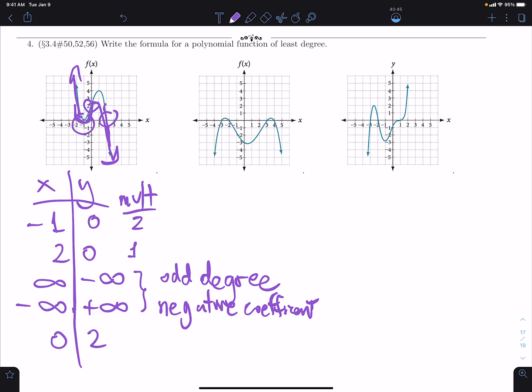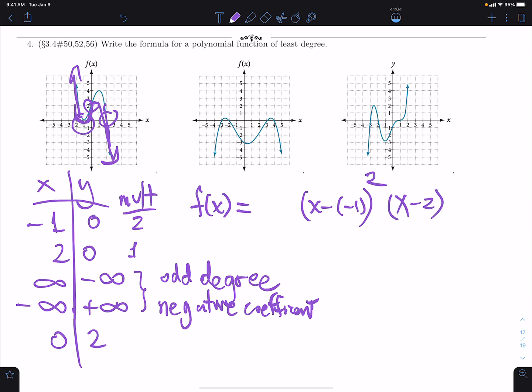So we're going to put that all together and figure out a formula, the least complicated formula for this function. Well, I need an x minus -1, that's the 0 when x is -1, but with multiplicity 2. And for x equals 2, the factor is x minus 2. The multiplicity is 1, so I could put an exponent of 1, but I normally don't need that. And I need a negative coefficient, so it has to be negative something.